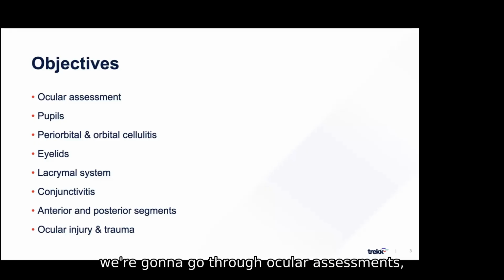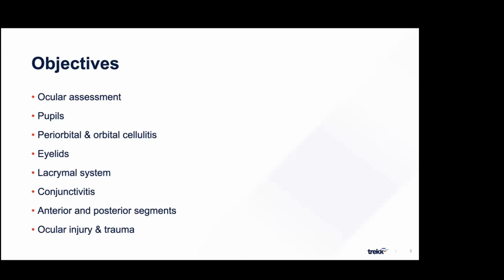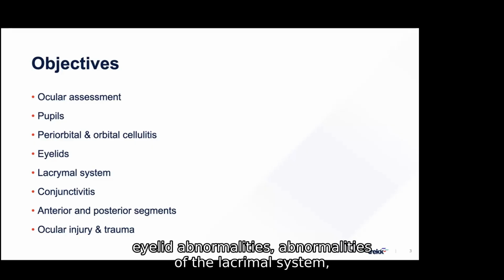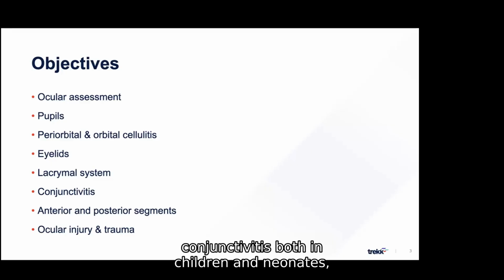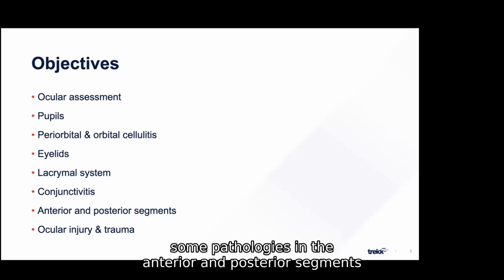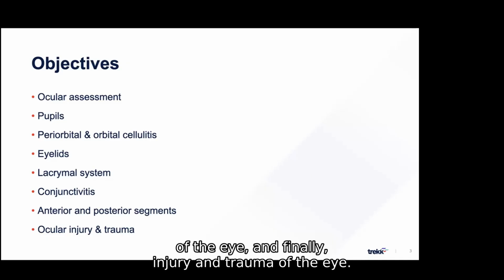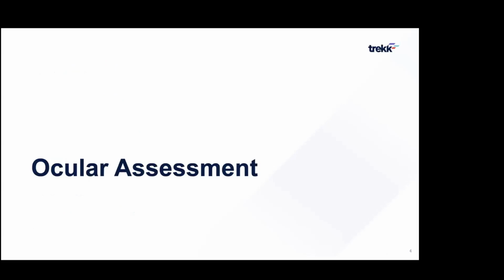So a few of the objectives, we're going to go through ocular assessment, mostly a review of assessing an eye. We'll go through pathologies in pupils, cellulitis of the preorbital and orbital, eyelid abnormalities of the lacrimal system, conjunctivitis, both in children and neonates, some pathologies in the anterior and posterior segments of the eye, and finally, injury and trauma of the eye.